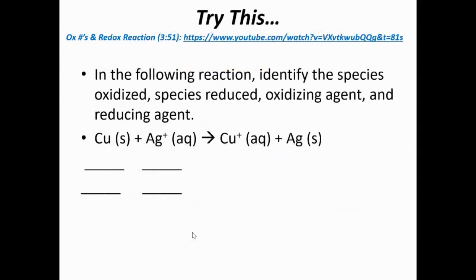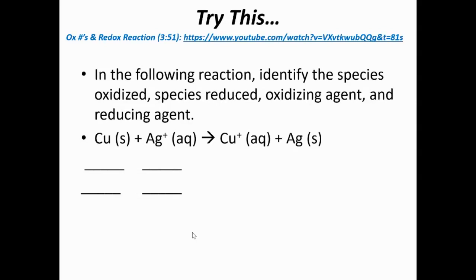We have metallic copper solid reacting with silver ions. And when they react, they are exchanging electrons, because look what happens. The copper metal loses an electron and becomes copper +1. The silver ion gains that e-, that electron, and becomes silver metal. So we've transferred an electron from the copper to the silver.